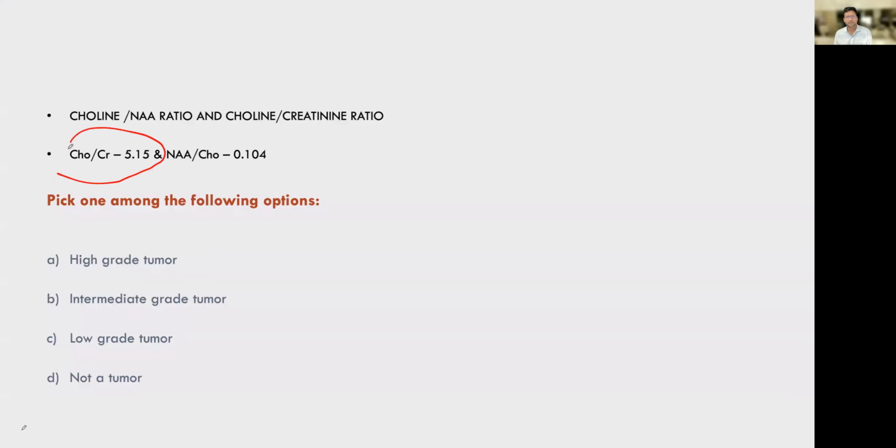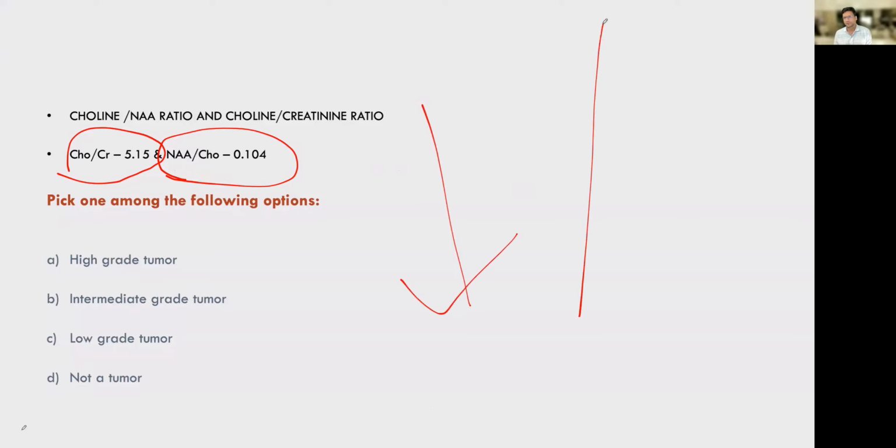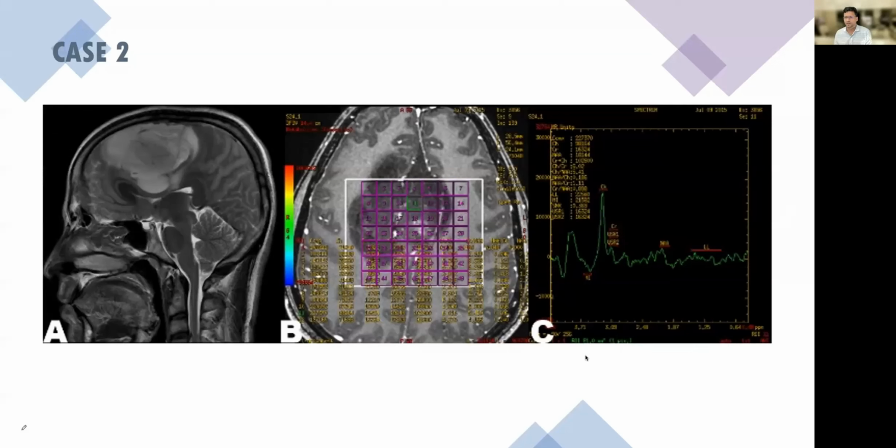Choline to creatinine ratio is 5.1 and NAA to choline ratio is very much decreased. That means NAA has fallen down drastically and choline has risen. So, high grade GBM, definitely. Necrosis is there. And of course, how many of you really attempted to look at the lipid lactate? When you come to the diagnosis of GBM, in this case, there is hardly any necrosis.